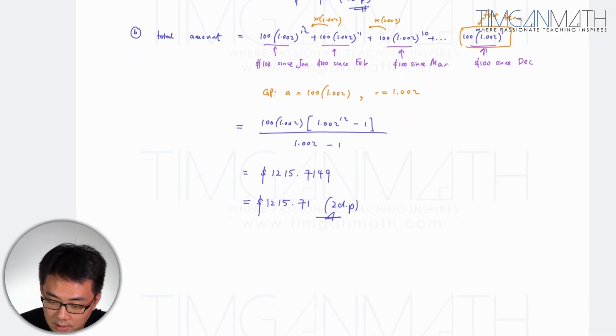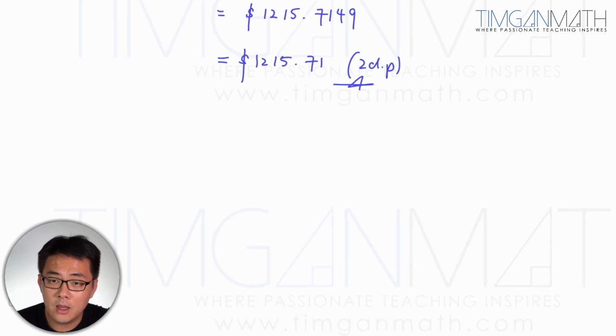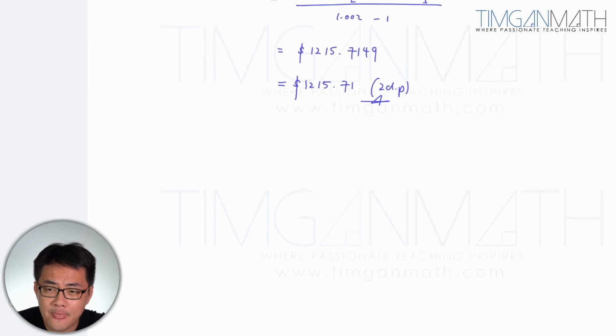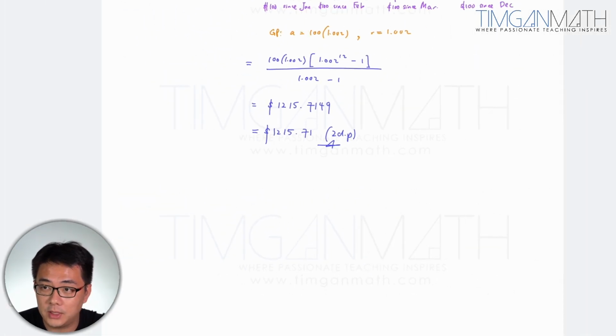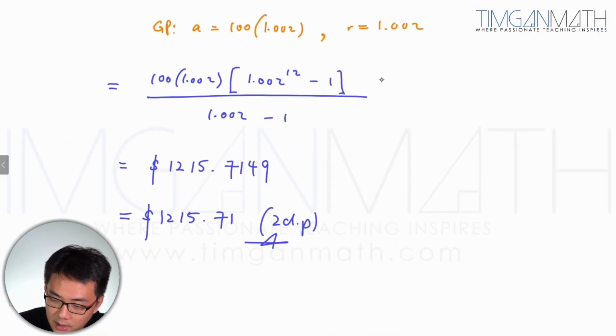Part C is that Mr. Wong continues to invest 100 on the first day of each month. Find the month in which the total in the account will first exceed 3,000. This is a bit tricky, but we'll see how we can do that. Explain whether this occurs on the first day or last day of the month. Okay, so this formula that we get is for 12 months. So this is for 12.